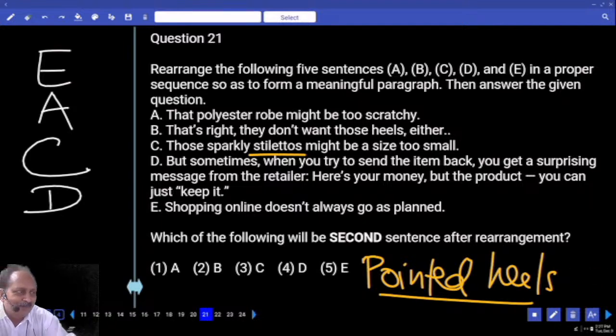They are so pointed you can stab a person also sometimes. That's a joke. Western culture, very popular this one. And you try here on our roads, what will happen? No, not advisable. Based on that, what is the last one here? What are you left with? B, that's right. They don't want those heels. So what is the word I have given? Stilettos means what? Pointed heels. Even they don't want the pointed heels. Based on that, B is the last one.